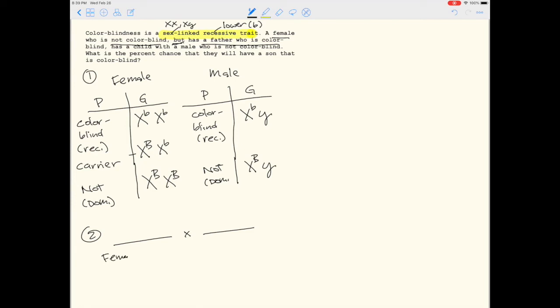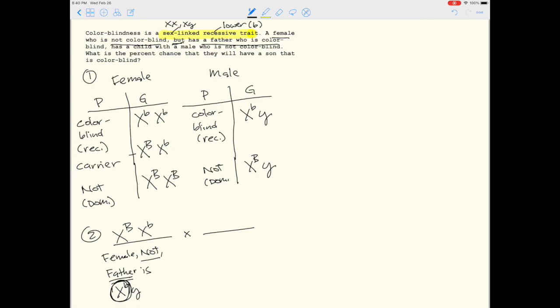So I have a female. She is not colorblind, but her father is colorblind. So I know she's not colorblind, so I'm going to go ahead and use X capital B. However, it does say that her father is colorblind. So her father's genotype would be X lowercase b Y. And I know because she is female, she must have inherited this X lowercase b from her dad. So that is her other letter, X lowercase b, that she inherited from her dad.